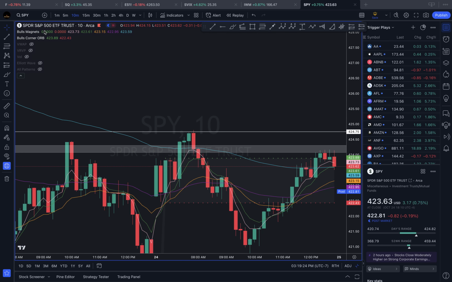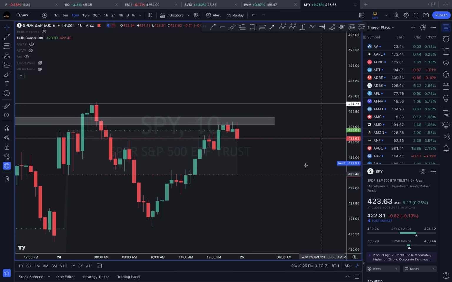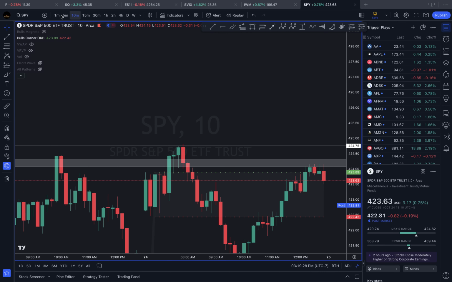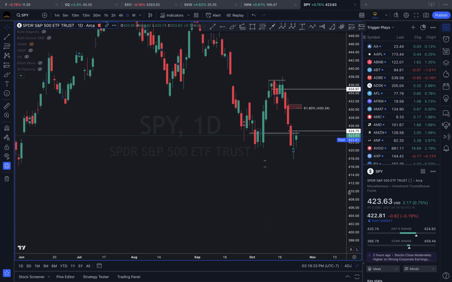So that was the opening range breakout strategy on SPY. And now let's look at some of the daily levels to trade.